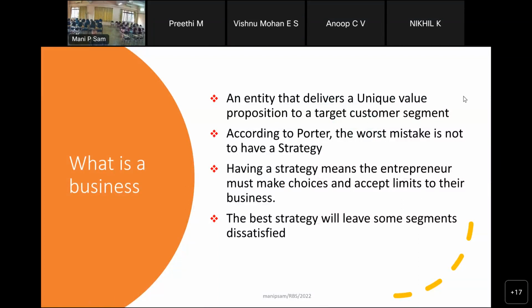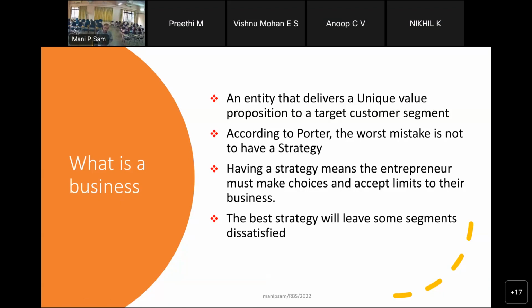A business actually is something which delivers a unique value proposition. Is it to the whole world? No. It is to a particular target customer segment. To quote Michael Porter, the worst mistake for any business is to not have a strategy. That means you just start the business and keep running without realizing what value he is supposed to deliver to which segment.